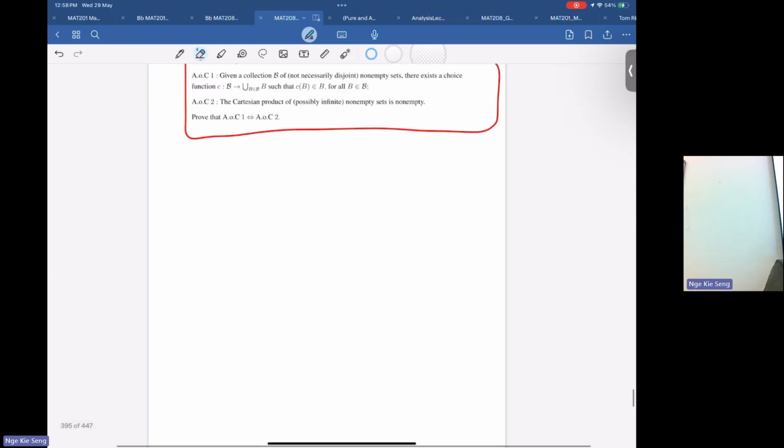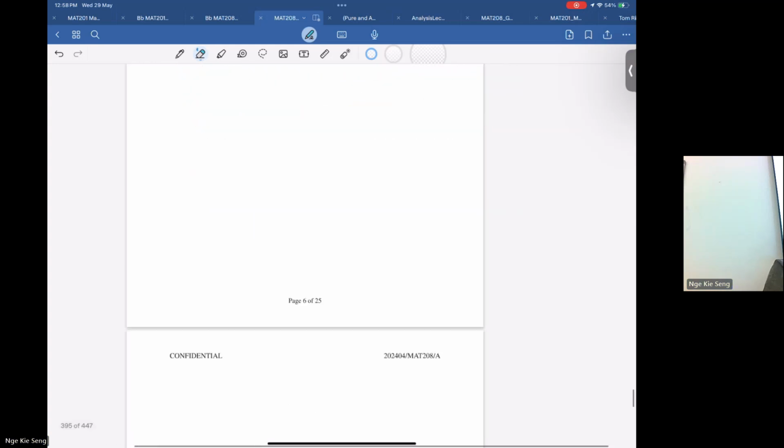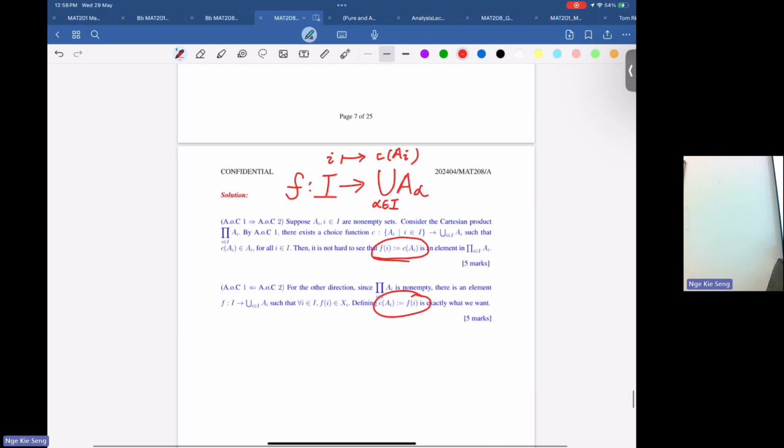So that's why I put this question in. You can see that there's actually not much to do. What you need to do is just define the elements of the Cartesian product as functions, using the choice function. That's all. Nothing to prove here. If you make the right choice, then you get the answer right.